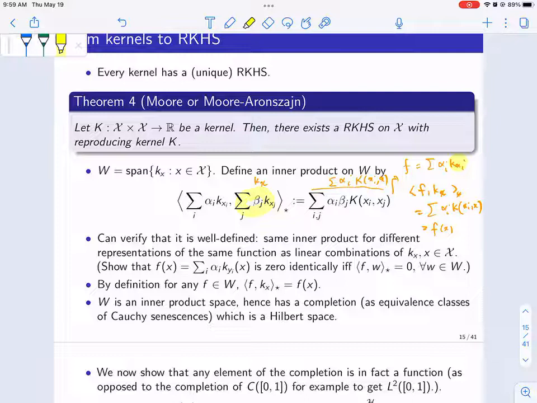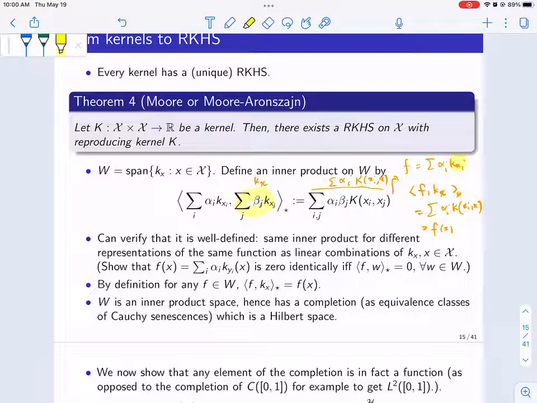So we have everything in place. It's an inner product space with the reproducing property for this inner product, like these kernel representers with respect to the inner product. The only issue is that it's not necessarily complete. So then we can complete it.